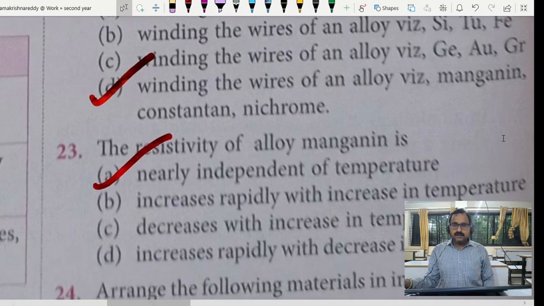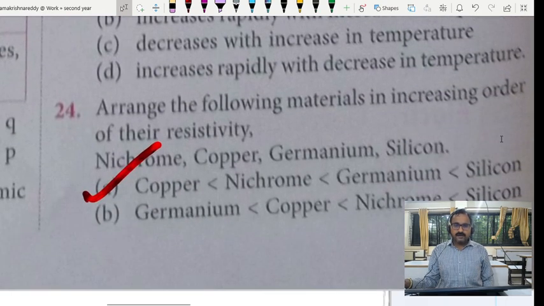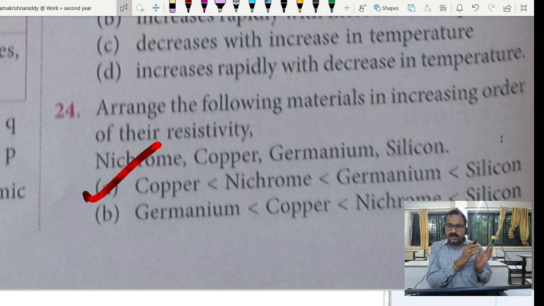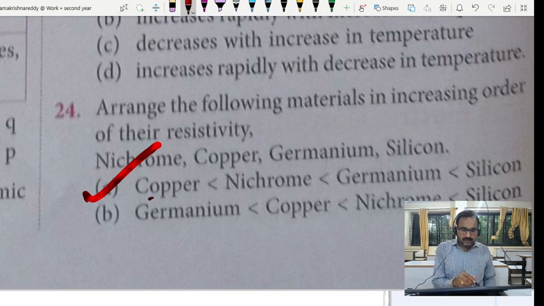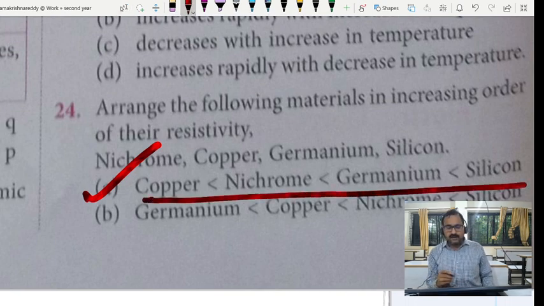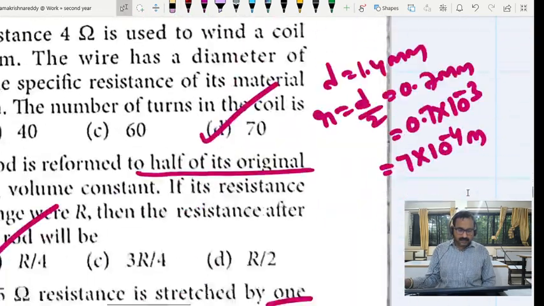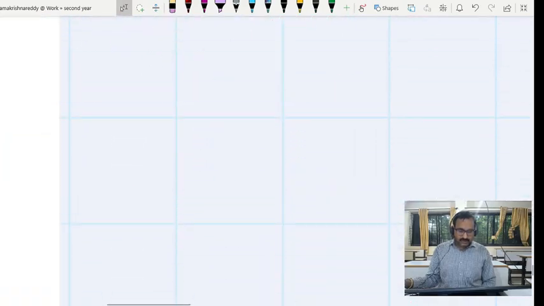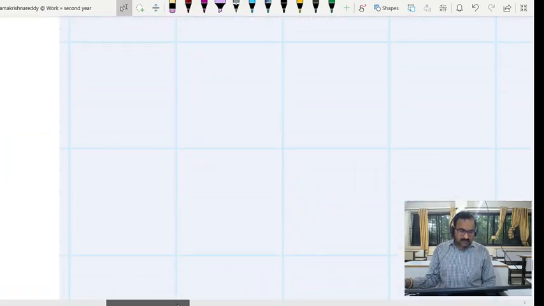See, we discussed the resistivity of the alloy manganin. Now nichrome, copper, germanium, silicon. Copper has the lowest value. Next are nichrome, germanium, silicon. The order keeps increasing: copper is least, silicon is maximum. So the order is copper less than nichrome, less than germanium, less than silicon. See the order, that is why I showed you, because it is important for us. That is based on the NCERT questions.